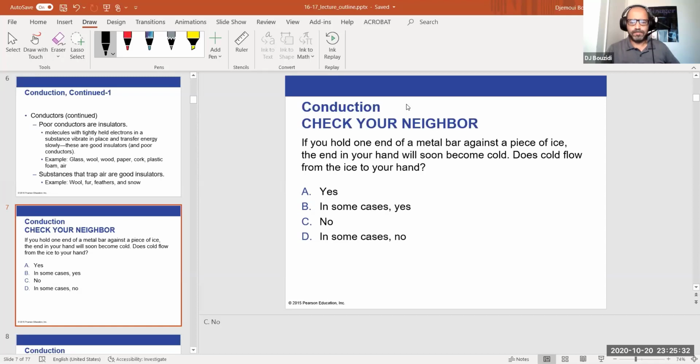This is an interesting question. If you hold one end of a metal bar against a piece of ice, the end in your hand will soon become cold. That's daily experience. Basically, take your spoon, for example, and dip it in the ice and wait, and you will see that after a while, your hand will become colder. You will feel the cold in your hand. Does cold flow from the ice to your hand? Obviously, the answer is no, but can we understand why?